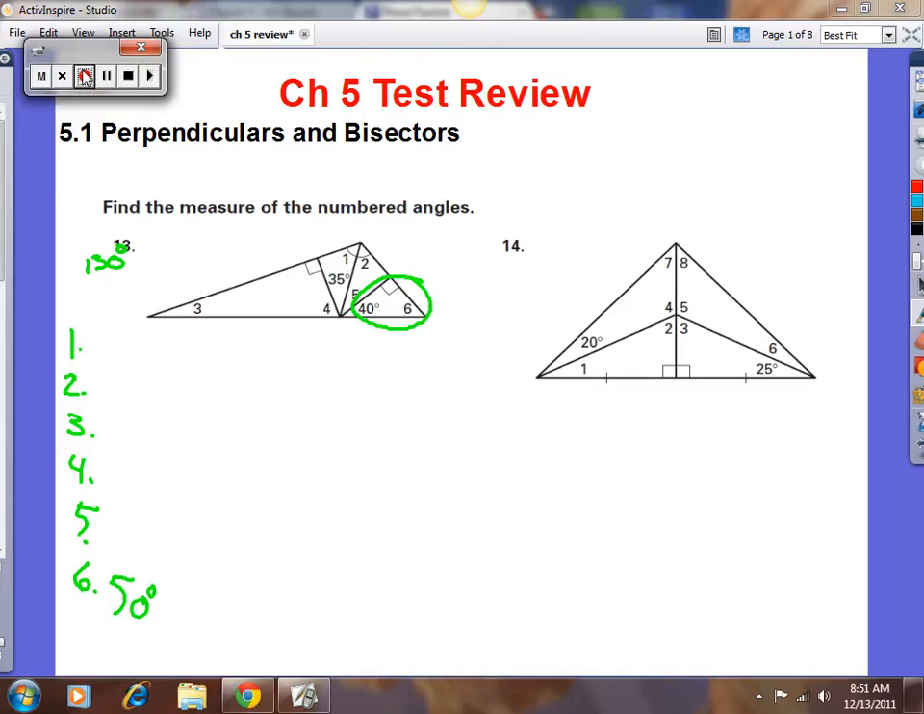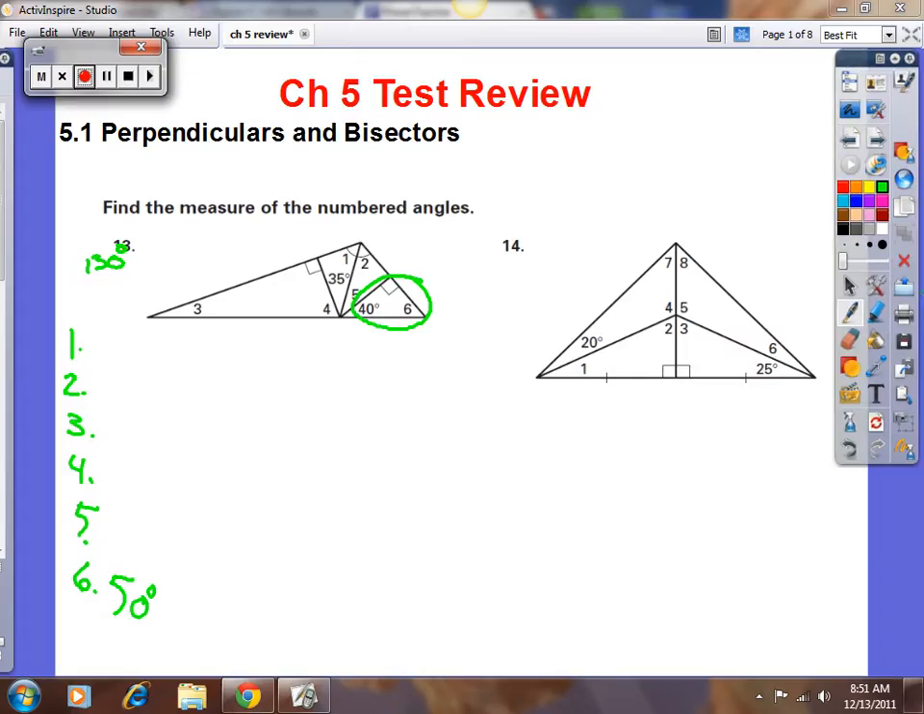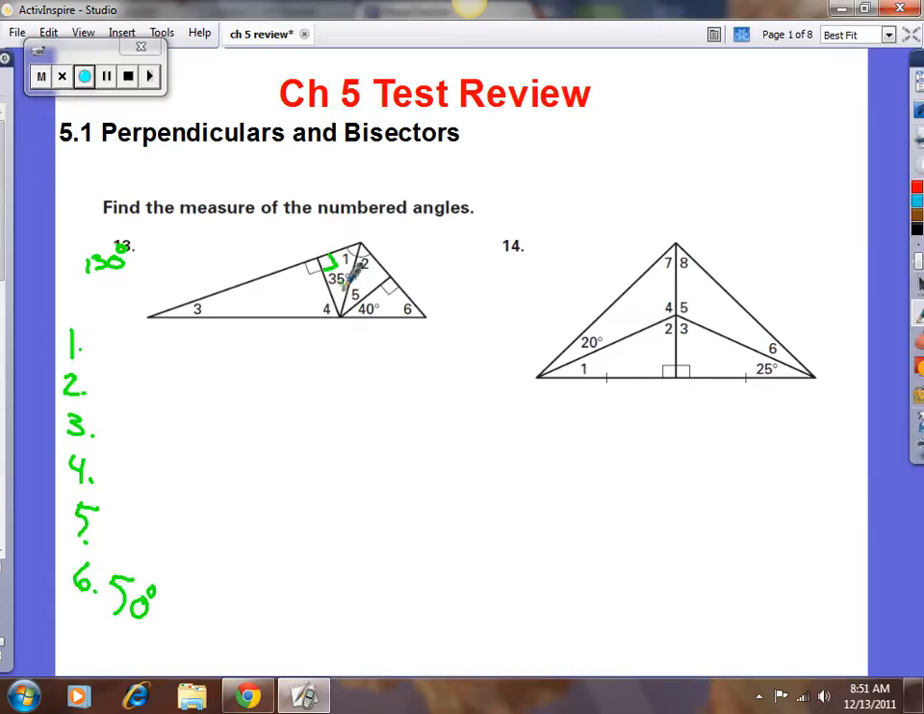What's another easy one? 5? No. 1 is going to be your next one. Look at 1. 1 is going to be easy because if this is 90, so is that. And if you're using 35 and 90, you're using 125. So what's 180 minus 125? 55. And 2 is a freebie because 1 and 2 are congruent angles. So if 1's 55, 2 is 55.